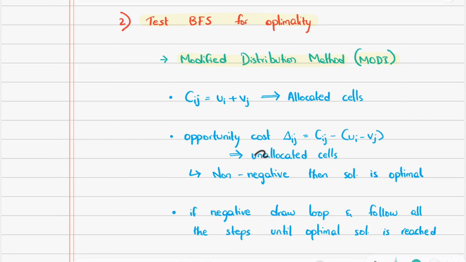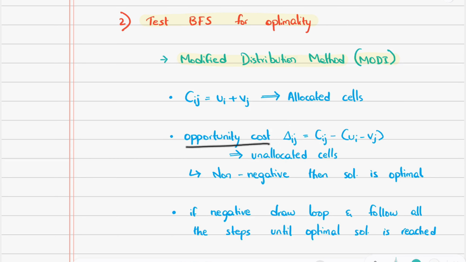Our second step is, for unallocated cells, we are going to find the opportunity cost. How do we find it? We have a formula, delta ij is equal to Cij minus ui minus vj. Cost values are known to us. Using this formula, we have found the values of u and v. So using this whole formula, we are going to find the opportunity cost.